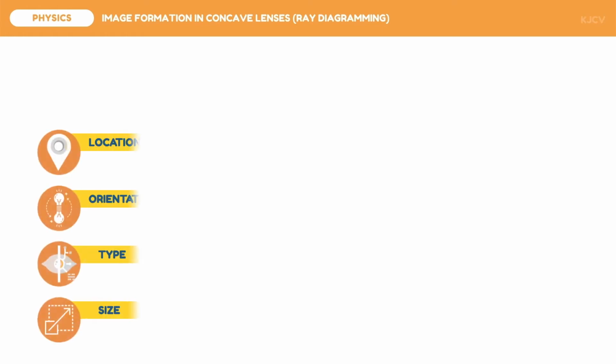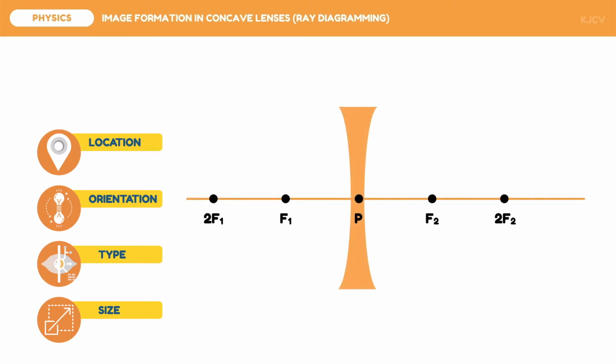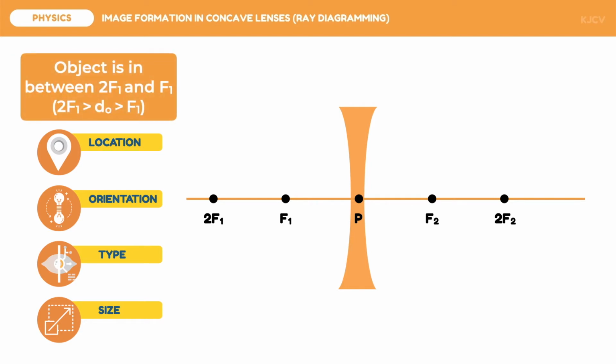In ray diagramming in lenses, our goal is to describe the qualitative characteristics of the images. Thus, we have our LUTs, or the location, orientation, type, and size of the image. We have here our diagram containing all the points. For this diagram, we are going to predict the qualitative characteristics of the image formed by an object placed in between 2f(1) and f(1) of a diverging or concave lens. Thus, the object distance d sub O is less than 2f(1) but is greater than f(1).